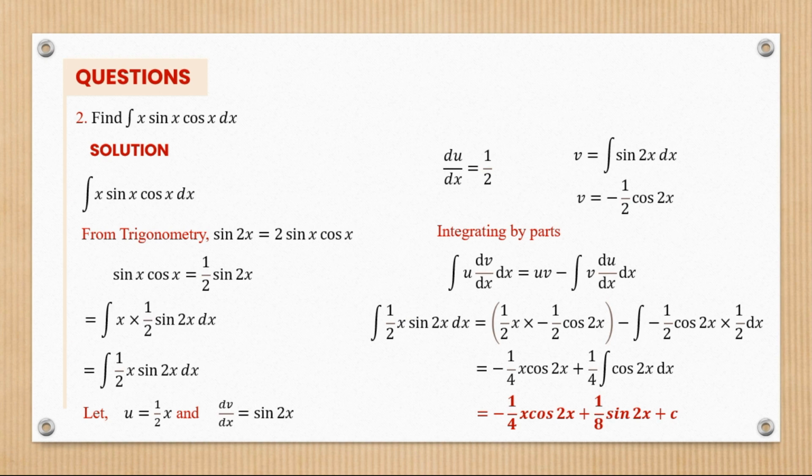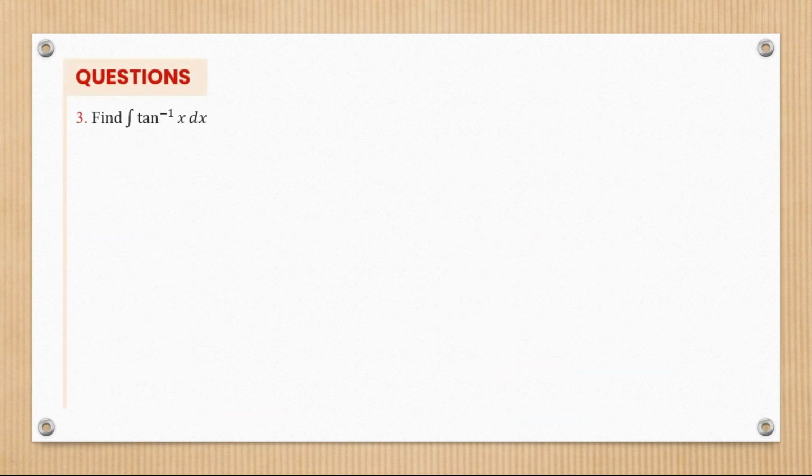Alright, let's move on to another question. Question number 3, we're being told to find the integral of tan inverse of x dx. Now this does not look obvious from the very start, but actually this is an example that also requires integrating by parts, because we cannot use any other method directly. So when you have such a problem, we just have to integrate by parts.